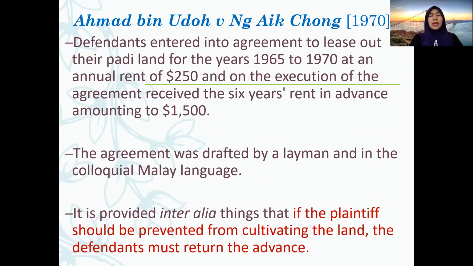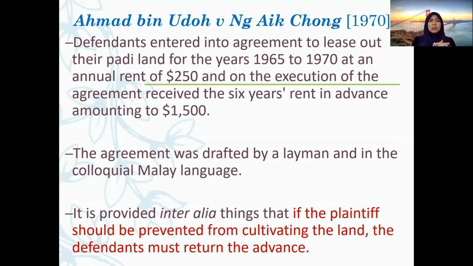Okay, let's have a look at the facts here. Defendants entered into an agreement to lease out their paddy land for a certain duration, 1965 up to 1970, at an annual rent of 250 ringgit. On the execution of the agreement, they received the rent in advance, amounting to 1,500 ringgit Malaysia. So basically they paid everything, the rent in advance, from the year 1965 up to 1970. And then they have a written agreement. The agreement was drafted by a layman and in colloquial Malay language, in simple or plain terms. No involvement of lawyers whatsoever.